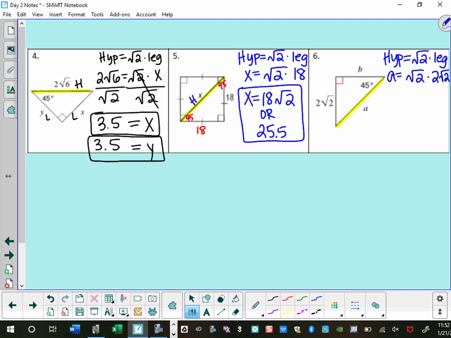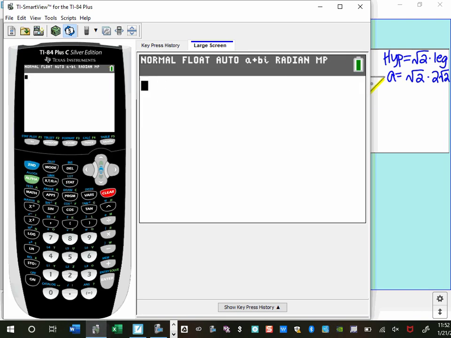Alright, let's put this in our calculator. I'm going to type in exactly what I see. So I have the square root of 2. If you guys have it pop up as like a parentheses, that's fine. Times 2 root 2. What did you guys get?